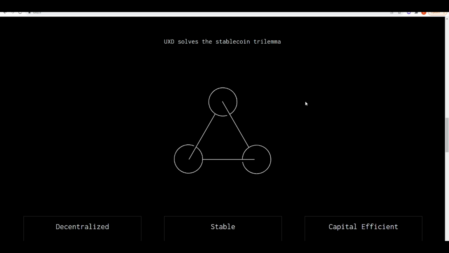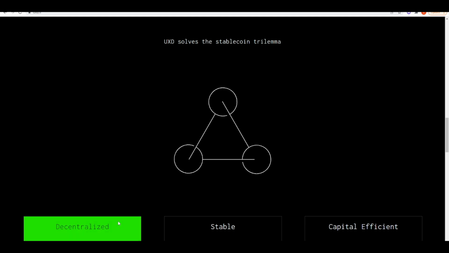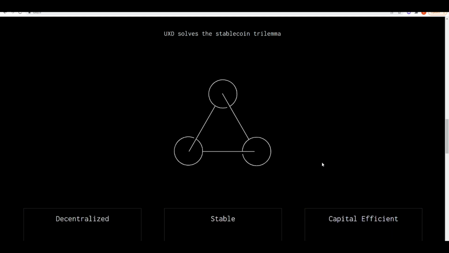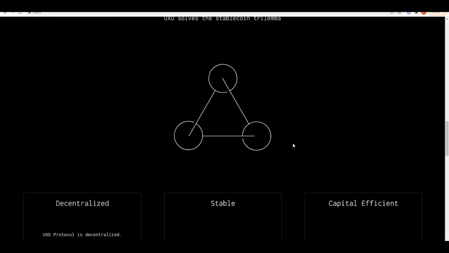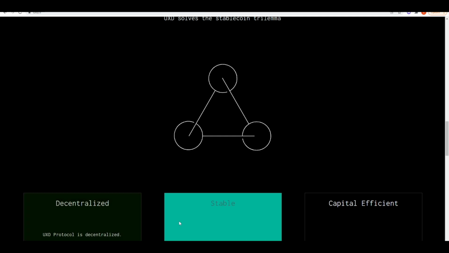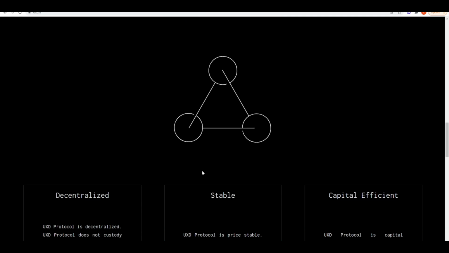So the stablecoin trilemma is essentially this: a stablecoin can only be two of three things, and that's decentralized, stable, or capital efficient. For example, we could take LUSD, the stablecoin that you get from Liquity on Ethereum. That stablecoin is decentralized and stable, but it's not capital efficient. You're able to mint LUSD by depositing ETH into Liquity, but you have to be something like 110% collateralized for that ETH.